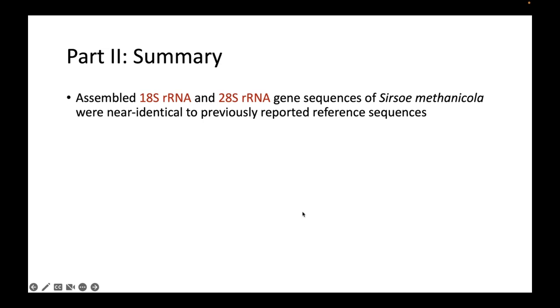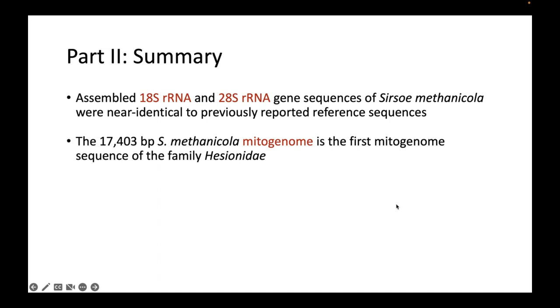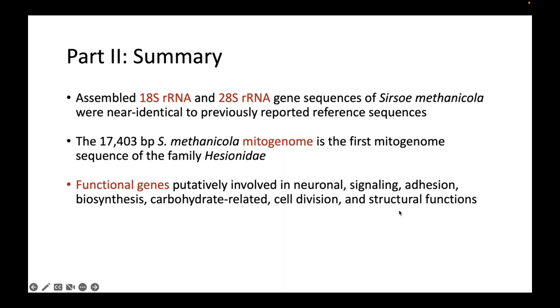So from the metagenomes, I assembled 18S RNA and 28S RNA gene sequences of the ice worm that were similar and near identical to previously reported reference sequences. And I also assembled the mitochondrial genome of the ice worm, which is the first mitogenome sequence of the family Hesionidae. And I also identified functional genes that are involved in a variety of functions in the ice worm.